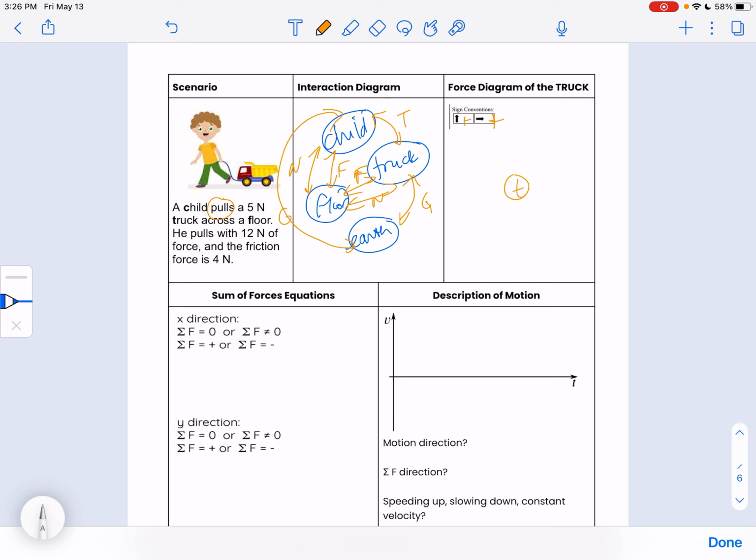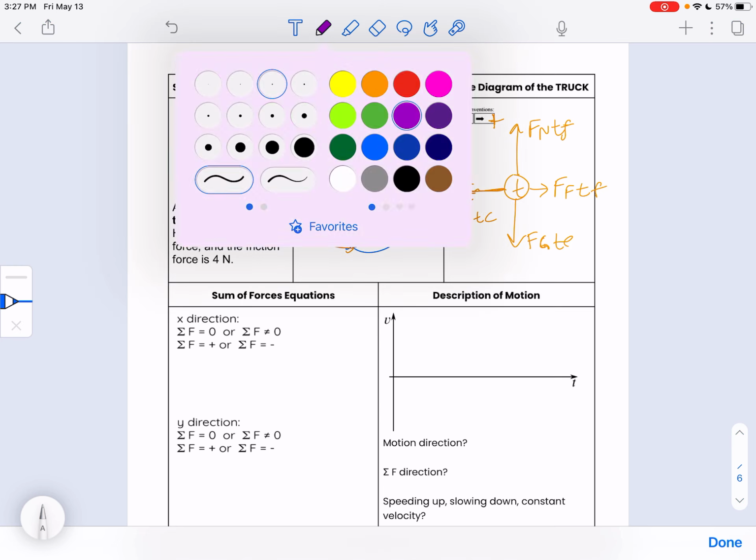So I'm drawing a diagram of the truck. The force of gravity on the truck from the earth is going to be down. And then the force normal on the truck from the floor is going to be up. Now, the kid is pulling it to the left, so you're seeing what's happening to the truck. The truck feels the child pull him to the left. So this direction is going to be force of tension on the truck from the child. And so the friction is going to be opposite that. Don't worry about the wheels, it's not like a motorized wheel. Force, friction, truck, floor.